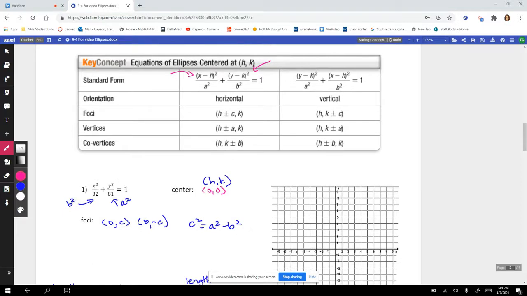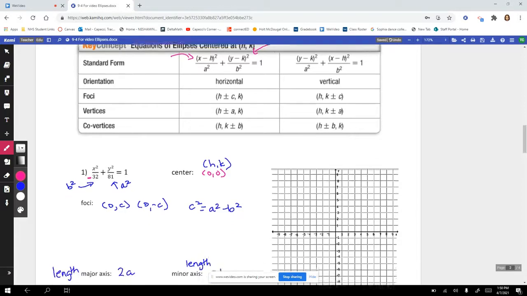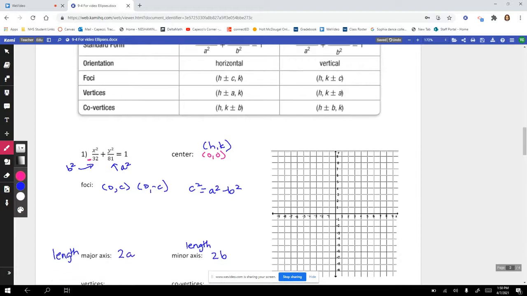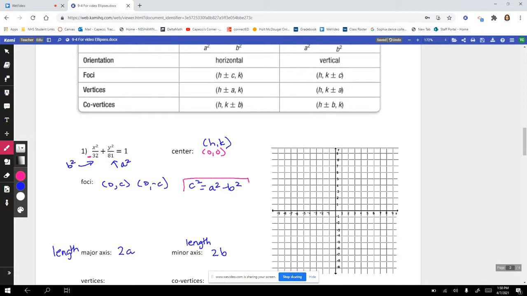Okay, my a squared is the higher value, so the a squared is 81. The b squared right here is 32. Okay, now if you look back at our chart, we need the c value to find the foci. So we're going to use this right here. All right, so I know that c squared is equal to a squared, which is 81, minus b squared, which is 32. So c squared is equal to 49, and c is equal to 7, which we're going to need.